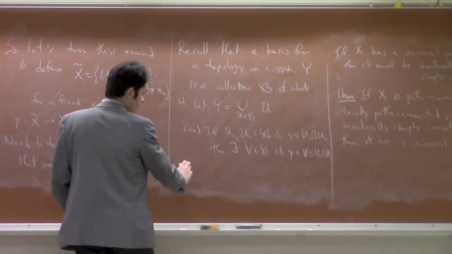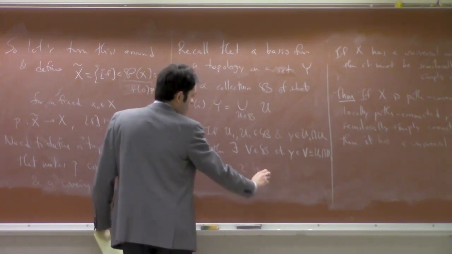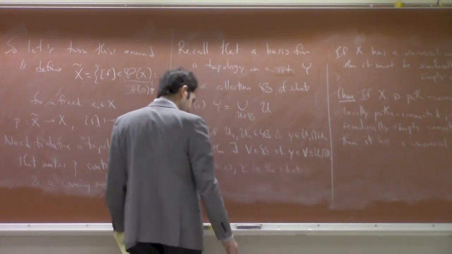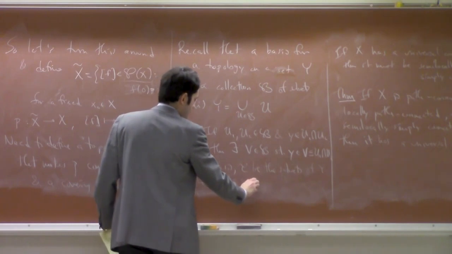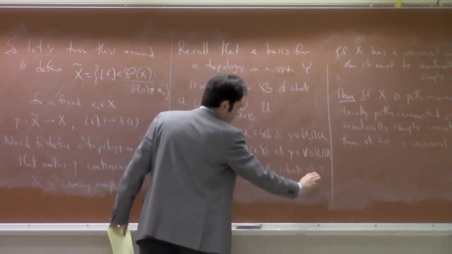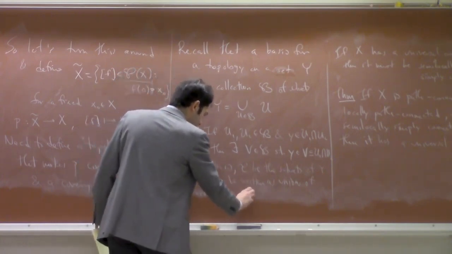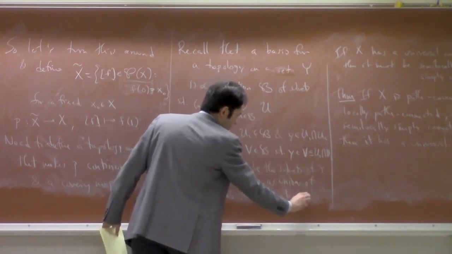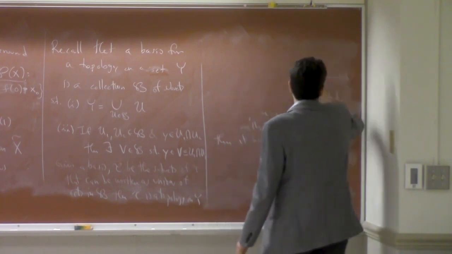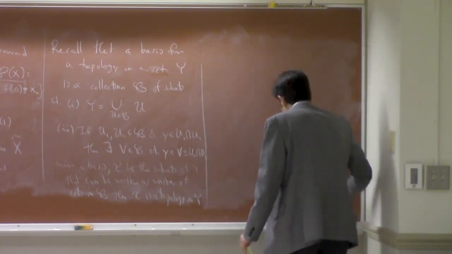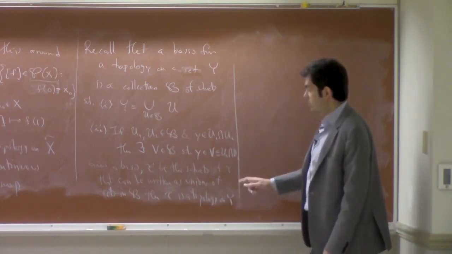Okay, so given a basis, if you let tau be the subsets of Y that can be written as unions of sets in B, then tau is a topology on Y. So on the one hand, this is great because it gives us a way of defining a topology by a nice class of subsets. Also, it makes it easy to check if a map is continuous.